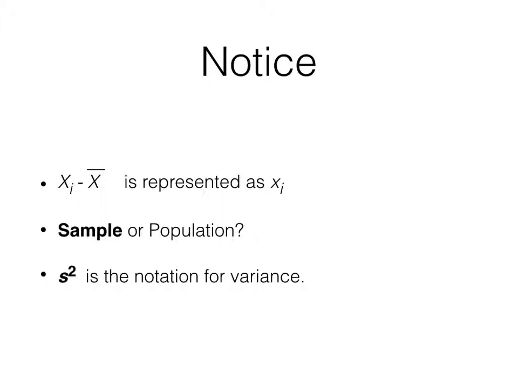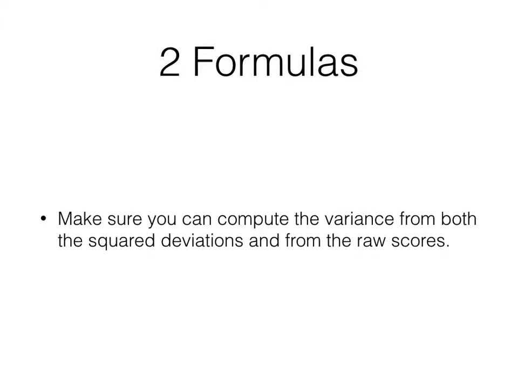Last of all, notice the notation for variance. It's a lowercase s squared. That's the notation for variance whenever you see that. Make sure that you can compute the variance from both the squared deviations and from the raw scores. Those equations are in your textbook, and you'll be using those in the practice exercises.